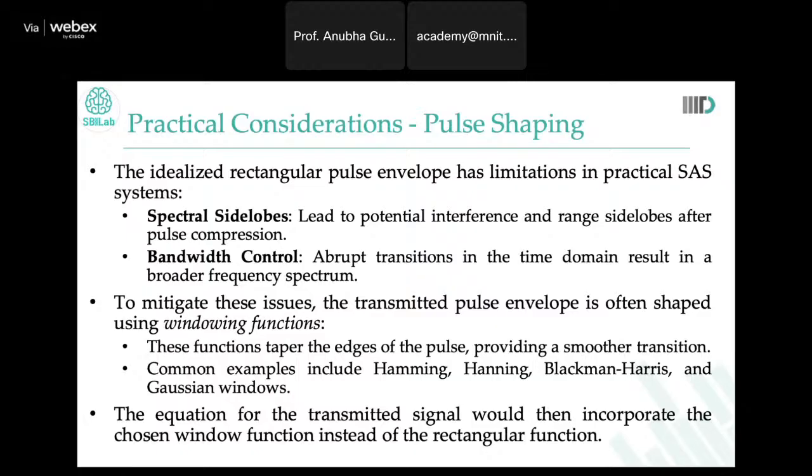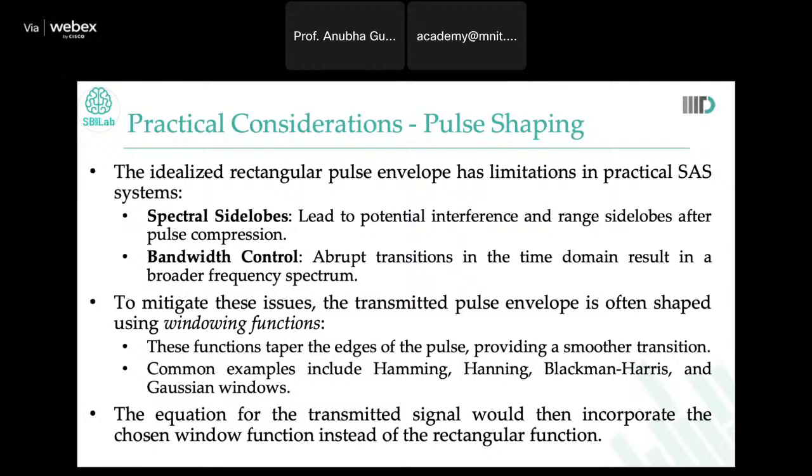So there are practical considerations, and we consider it under the concept of pulse shaping. The idealized rectangular pulse envelope has limitations in a practical SAS system. Why? We know that a rectangular pulse will have many spectral side lobes if we take the Fourier transform of that signal. So this leads to potential interference and range side lobes after pulse compression. Right, so there are many spectral side lobes that lead to potential interference. So we need to control that.